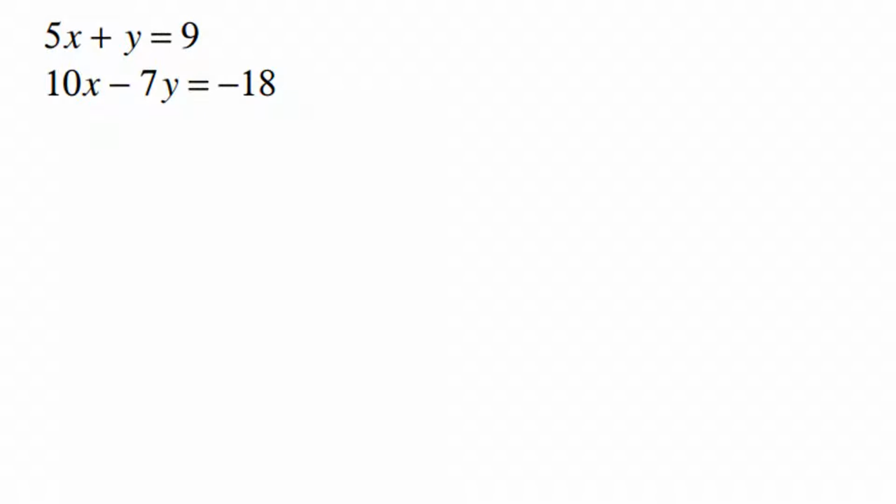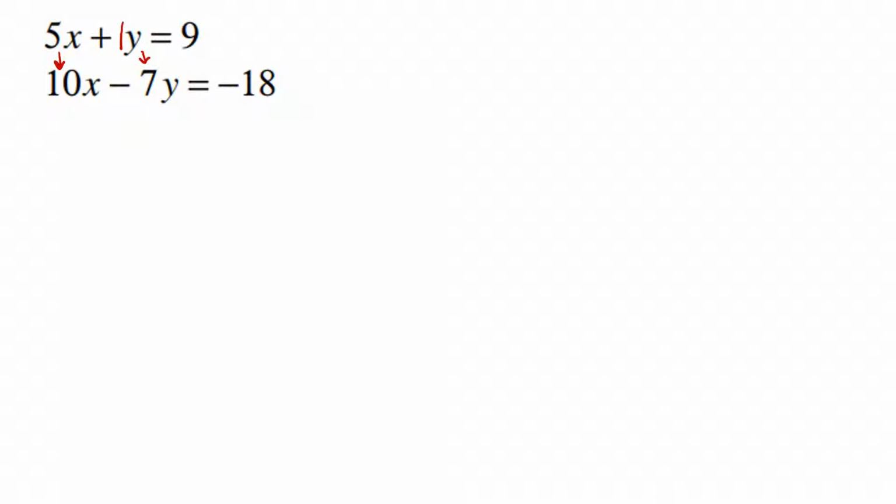For this equation, we have 5x plus y equals 9, and we have 10x minus 7y equals negative 18. Looking here, none of the numbers match, and so we want to try to find the simplest problem that we can. So there are two that we can do. We can turn this 5 into a 10, or we know that this is a 1, we can turn the 1 into a 7. Either one will still get you the same answer.